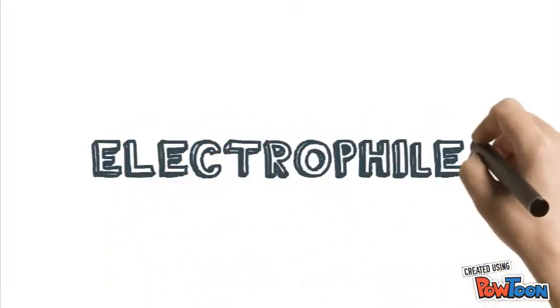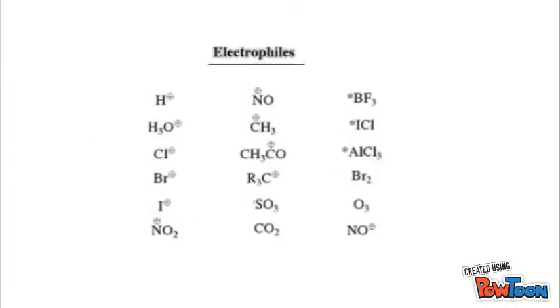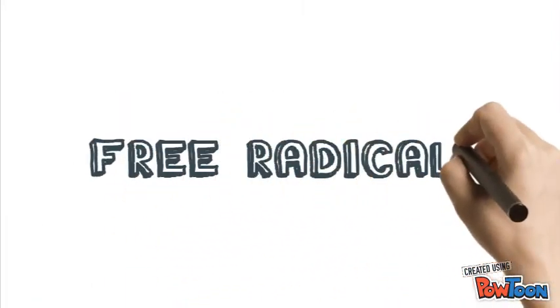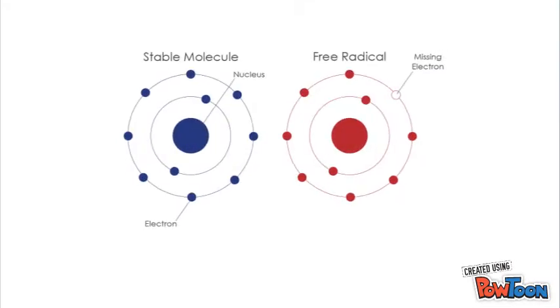An electrophile is a reagent attracted to electrons. It participates in a chemical reaction by accepting an electron pair. A free radical is an uncharged molecule, typically highly reactive and short-lived, having an unpaired valence electron.